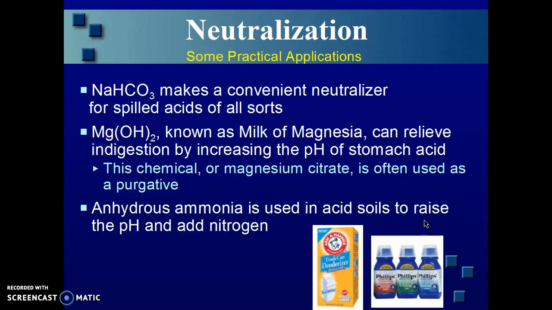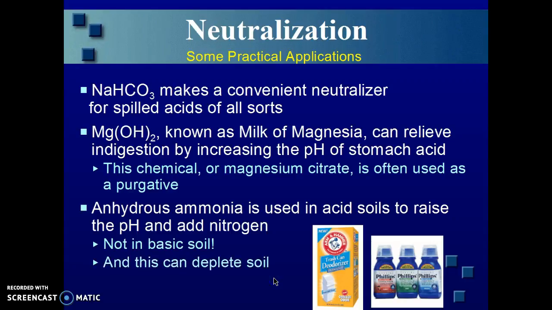Anhydrous ammonia gas is used in acid soils to raise the pH and add nitrogen. However, you must not use it in a basic soil because it makes things worse. And ammonia is really not the greatest fertilizer because it can deplete the soil of important nutrients and organisms.